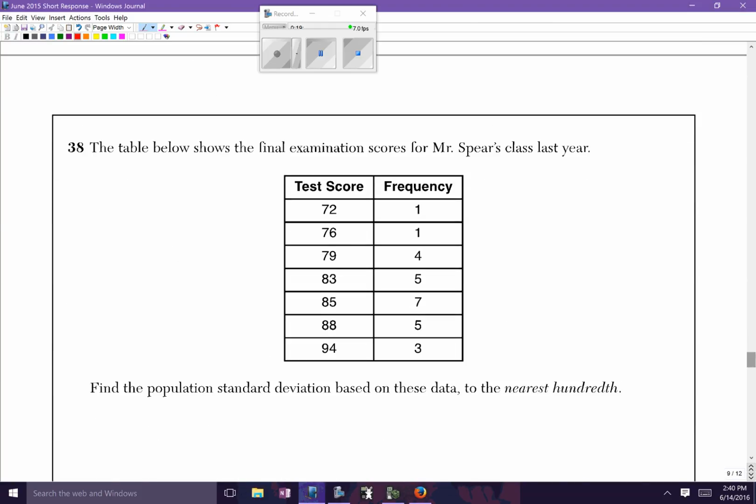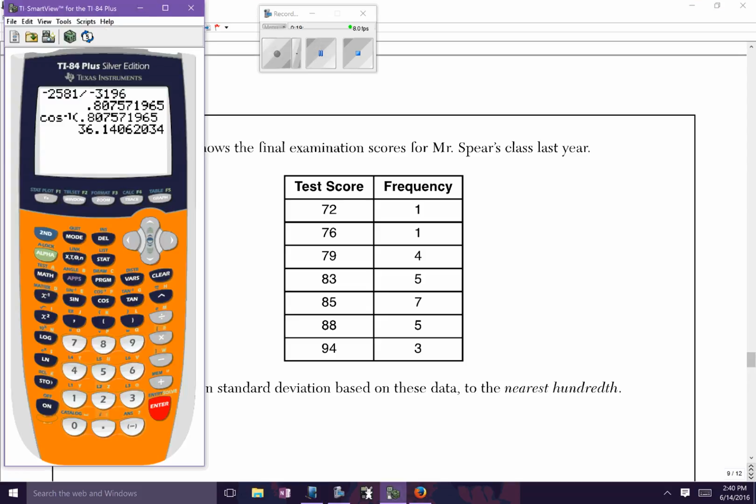38. The table below shows the final exam scores for Mr. Spear's class last year. Find the population standard deviation based on these data to the nearest hundredth. All right, so again, you're going to need your graphing calculator. We're going to use the stat feature. We're going to edit a list. I'm going to go ahead and clear this data out of there.